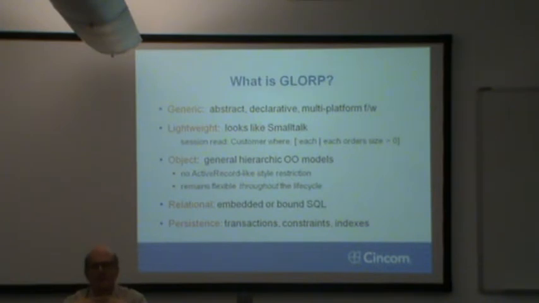Glorp is to solve the impedance mismatch problem. The fancy name for the fact that relational databases have one view of data, object-oriented systems have another view of data, and they are not the same. Glorp's job is to hide the relational view of the data behind the object-oriented view. Or put more simply, its job is to let you address relational database models as if they were made of Smalltalk objects.